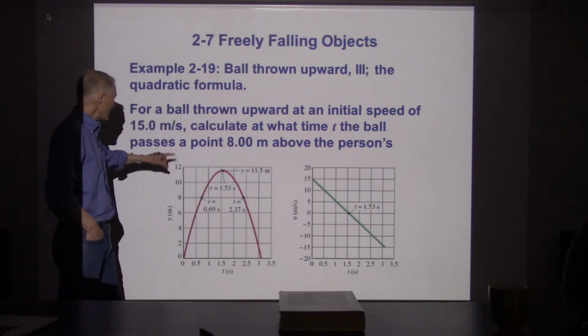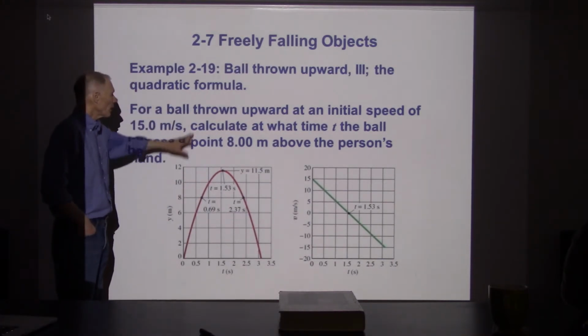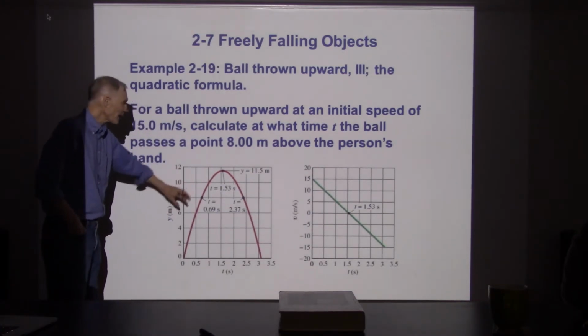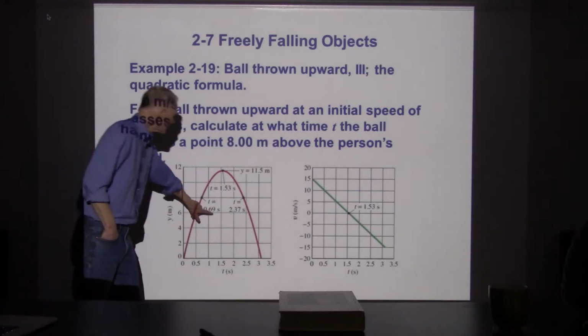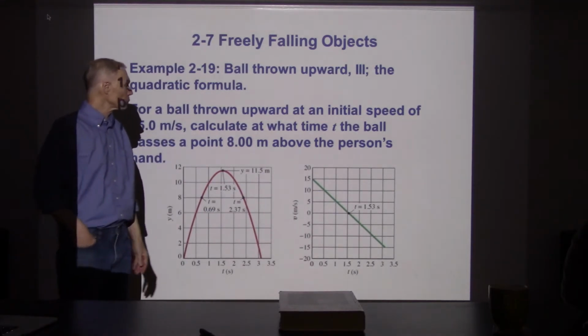It says calculate the times at which the ball crosses the 8-meter mark. So we can do that. We can go back and find out what times these occur at. Here are the results they got. We'll check and see if we get the same numbers or not.